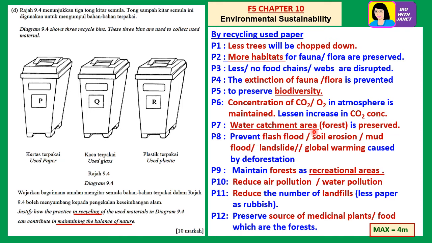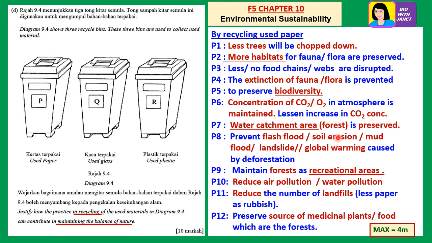Now, water catchment area, the forest is preserved because we didn't cut down so many trees in the forest. So water catchment area is an area that receives the rainwater and then collects it for a while. So the forest is a water catchment area, and it is preserved because we didn't cut it down. And then this will prevent flash flood, soil erosion, mud flood, landslide. Okay, so all this is on the land, on the hill slopes.